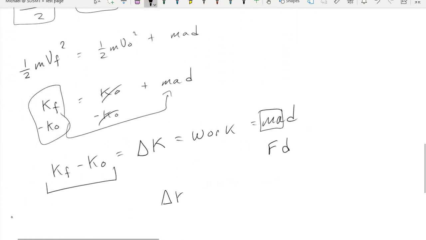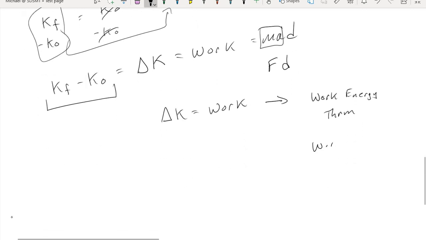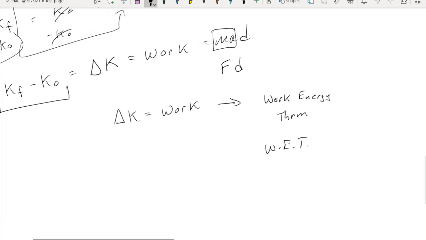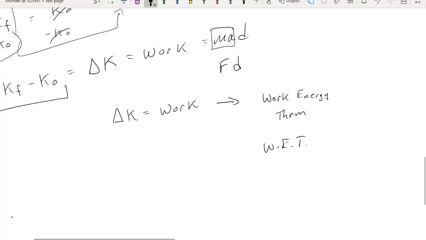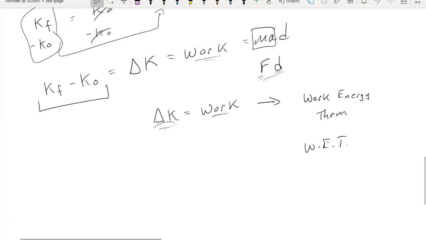So what we have now is what we call the work energy theorem, or W.E.T. for short. And what this says is that if we apply forces to our mass over a certain displacement, that work will cause a change in the kinetic energy of our object.